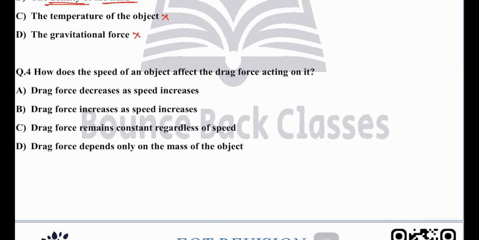Fourth, how does the speed of an object affect the drag force? Speed. Okay, we know drag force increases as the speed increases. Fine? Okay, next question.